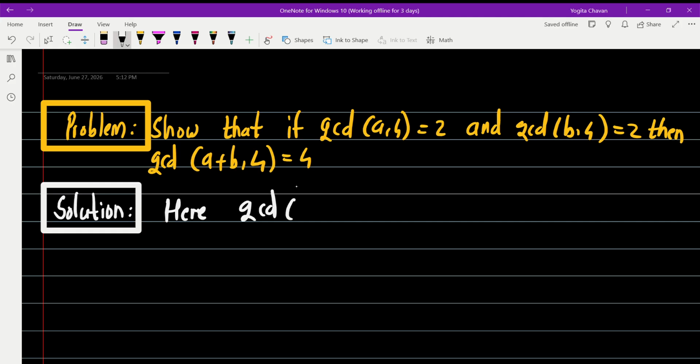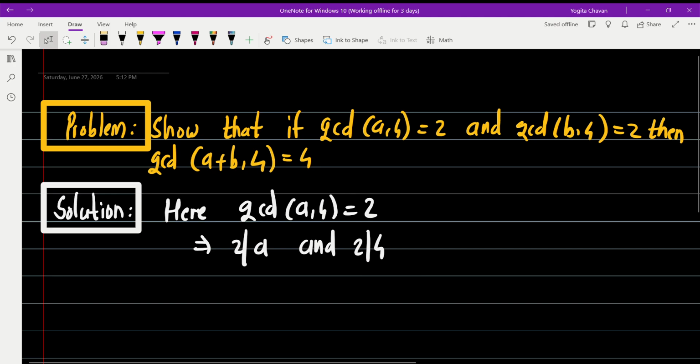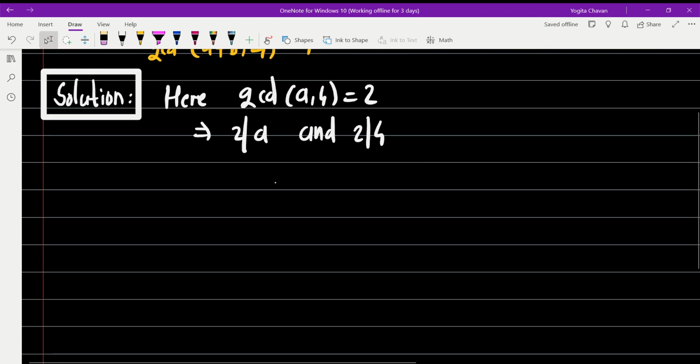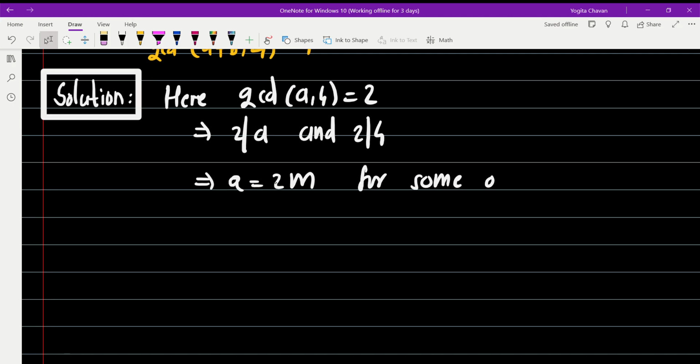So here, GCD of A and 4 is equal to 2. So 2 is GCD of A and 4 means 2 is the greatest common divisor of A and 4. So 2 is a common divisor of A and 4. It is the greatest common divisor, so it is also a common divisor. So this implies 2 divides A and 2 divides 4, because it is a common divisor. Now 2 divides A means A is equal to 2 into m for some odd integer m.